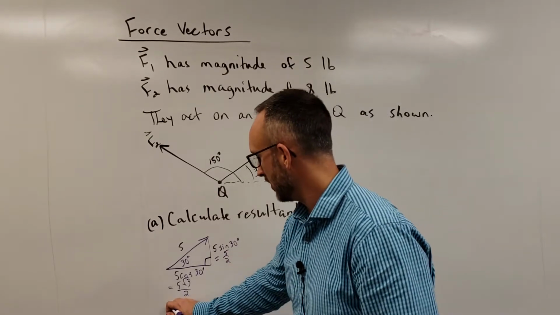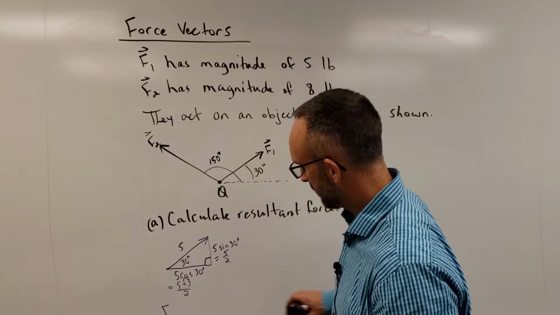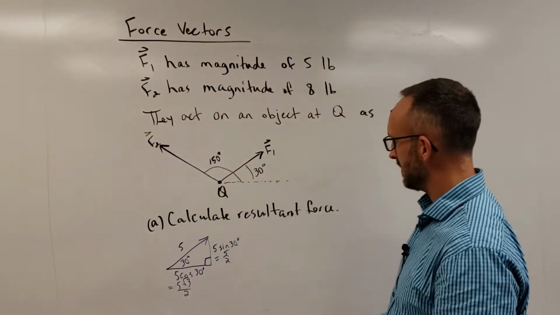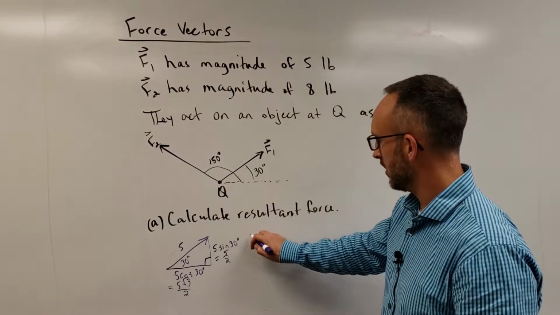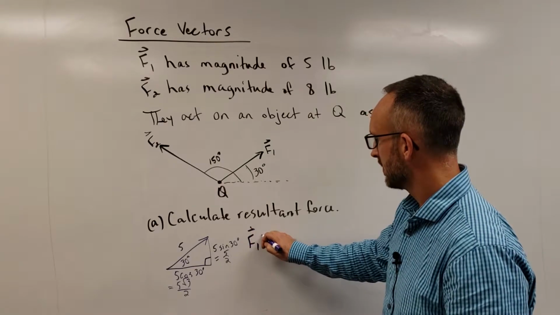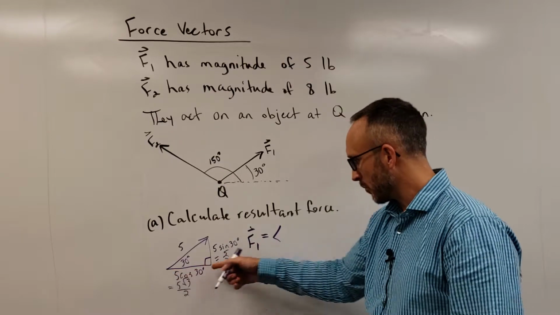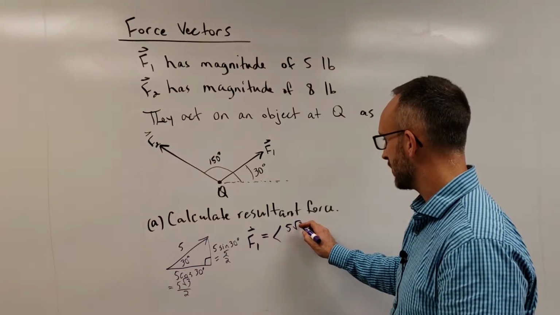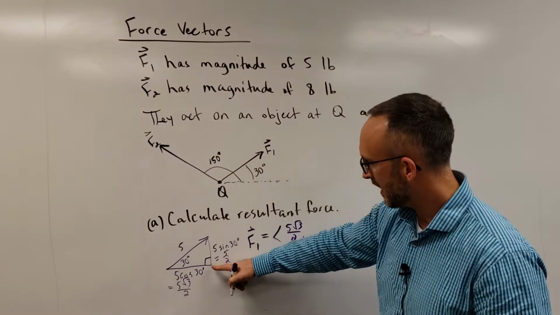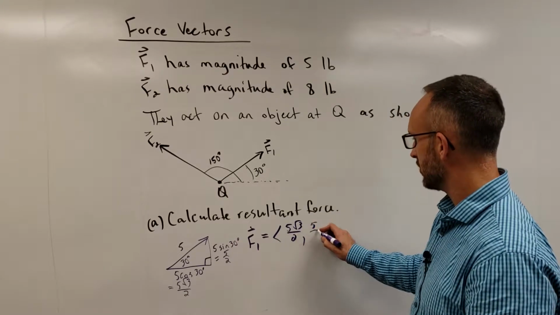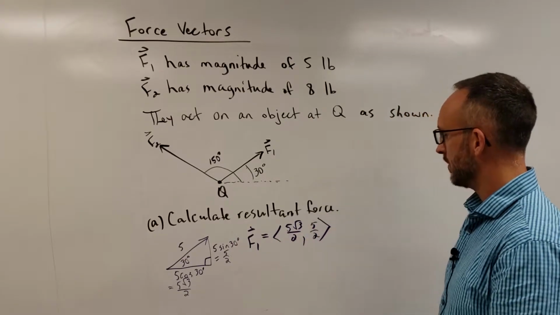So F sub 1, maybe you can't see that, maybe that's off the screen there, F sub 1 equals the vector. Horizontal is you're moving to the right, 5 times the square root of 3 over 2. And you're moving up 5 over 2. So that's the F sub 1 vector.